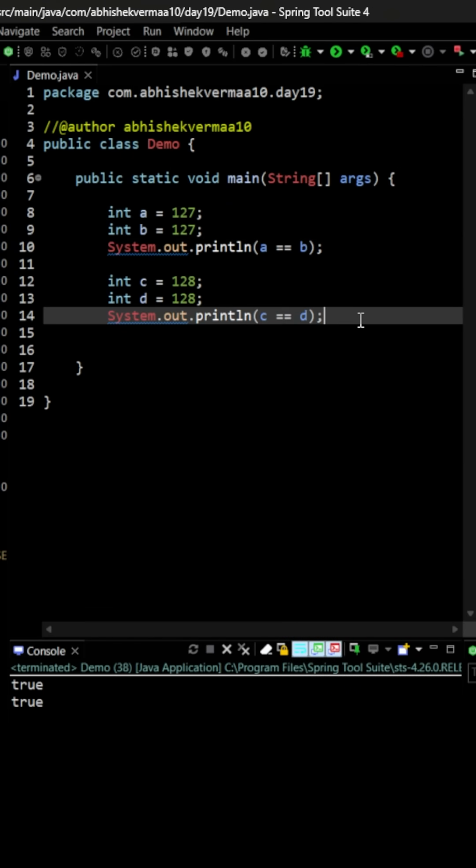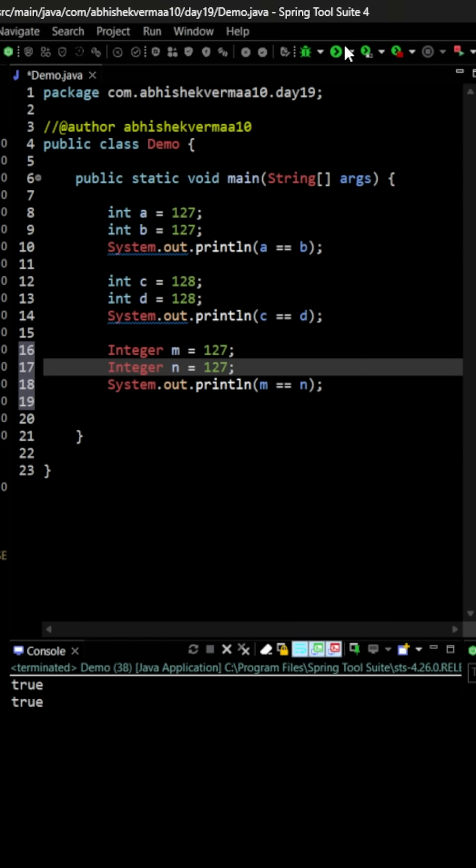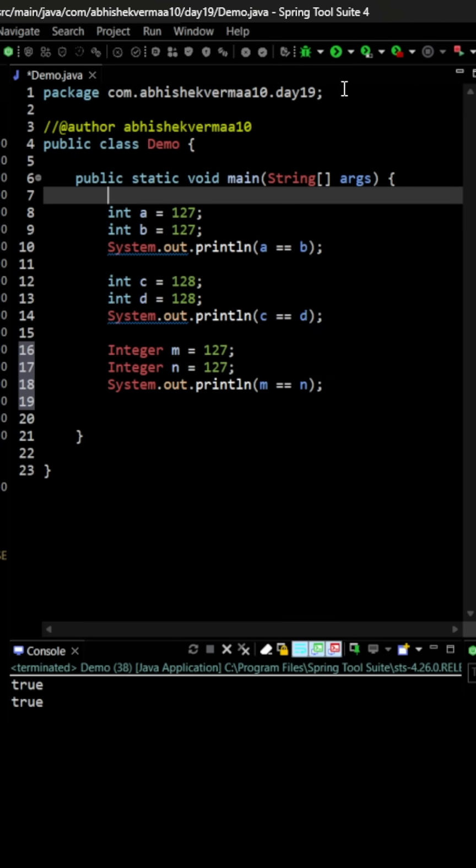Then the person said, okay, if that is the thing, then do this one. This time, the only difference is that instead of int, we are using Integer, and we are comparing 127 with 127. I said, okay, again, this one is going to be very simple. There is nothing tricky in this. The person said no, at least execute. So I executed the same code and again I was correct here, because it printed true only.